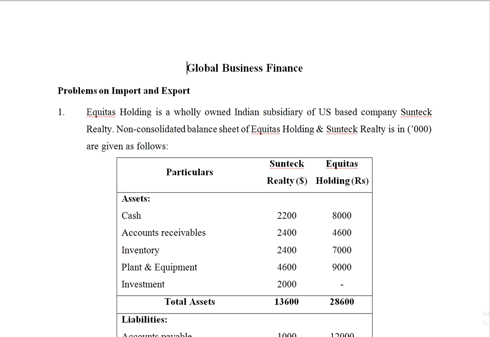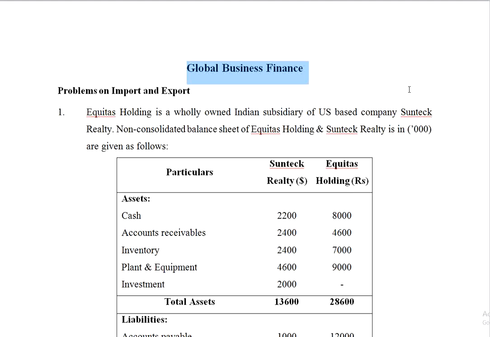So today we are going to talk about the subject global business finance. So far we have not done any sessions on this, or any kind of problems or video conference in these holidays. So today I'm going to continue the part of global business finance.